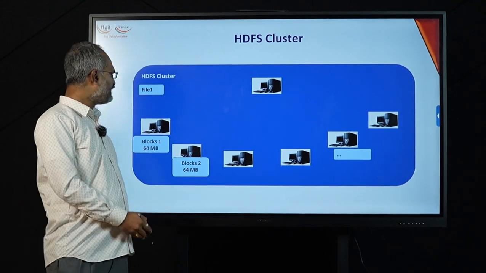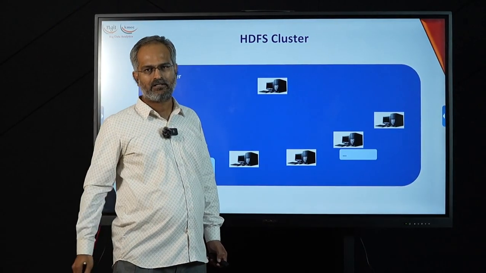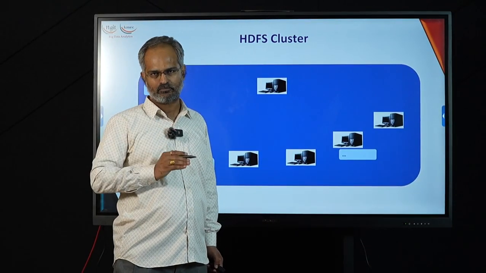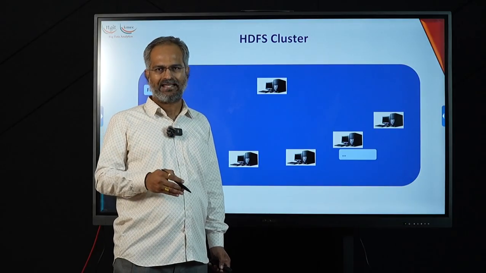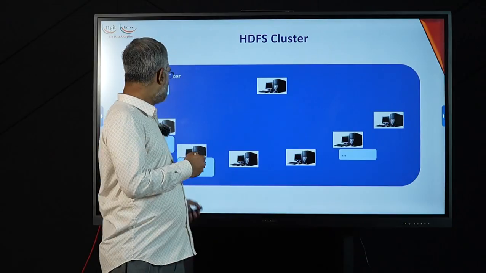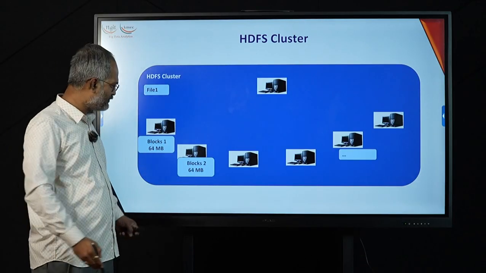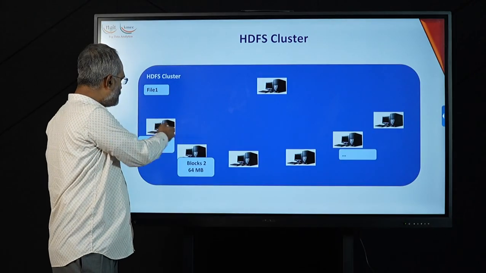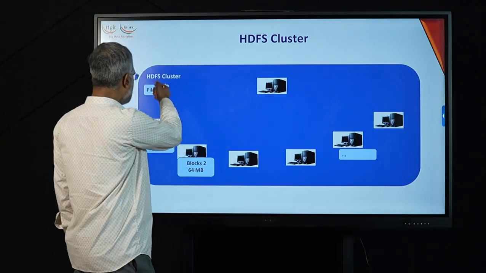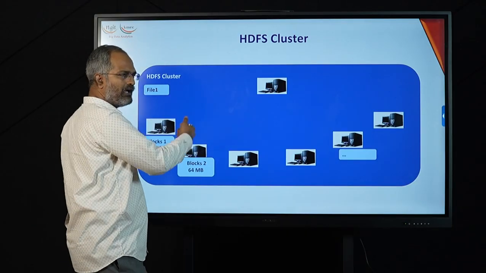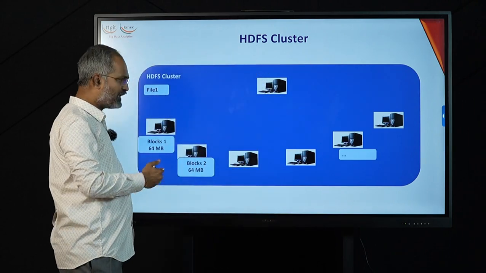Generally the block size is 64 MB in the standard format of the old versions of Hadoop. But in the latest versions, from Hadoop 2.x onwards, the block size was changed to 128 MB instead of 64 MB. So each block will be 128 MB, the file will be divided into 128 MB blocks, and the blocks will be stored over the machines in a cluster.